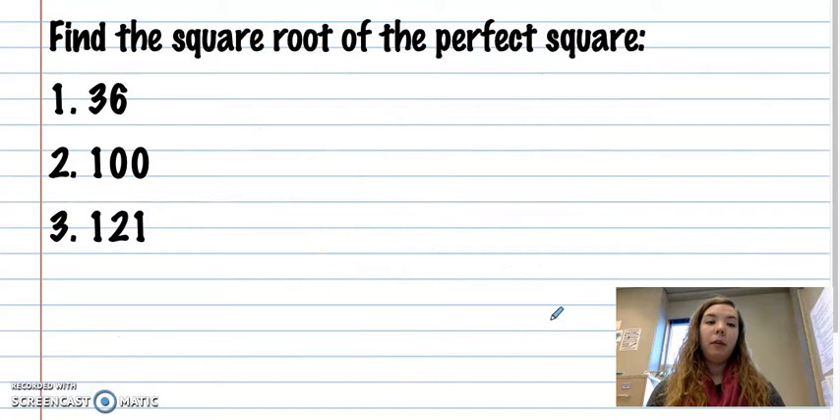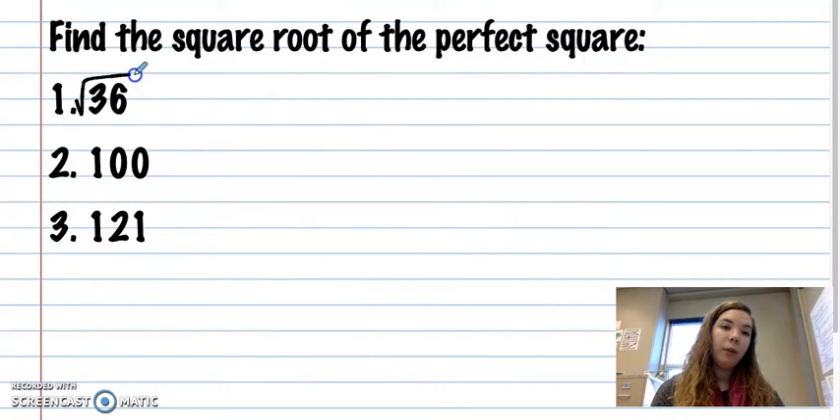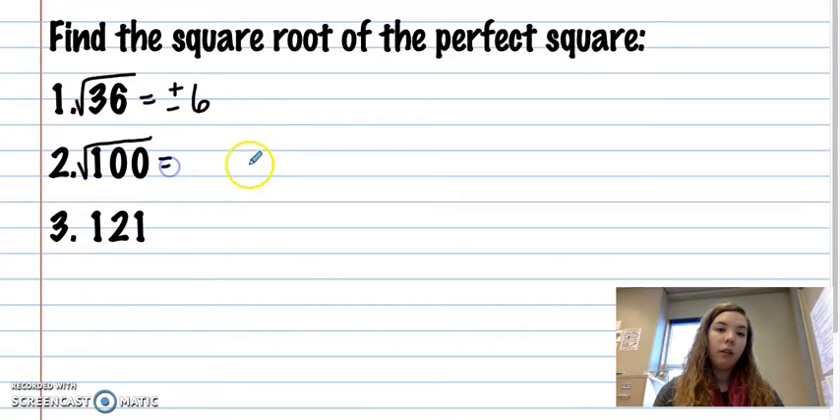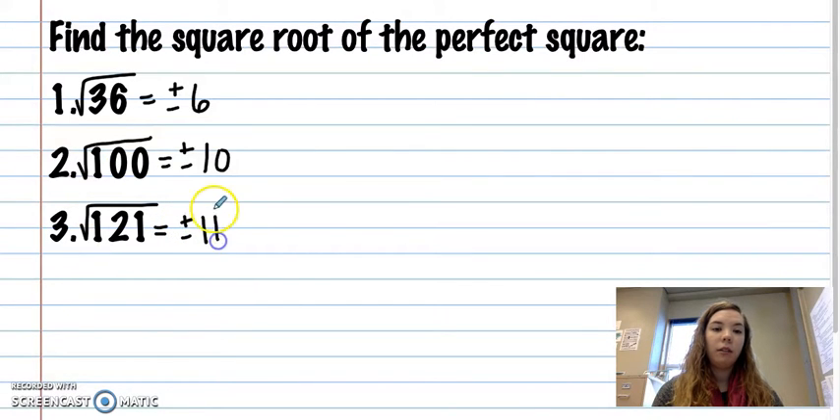So find the square root of the perfect square. So the square root of 36, we want to find what number times itself equals 36, would be positive and negative 6, because 6 times 6 is 36. Okay, and it's always going to be positive and negative for square roots. The square root of 100 is 10, positive and negative 10, because 10 times 10 is 100. The square root of 121 is positive and negative 11. 11 times 11 is 121.